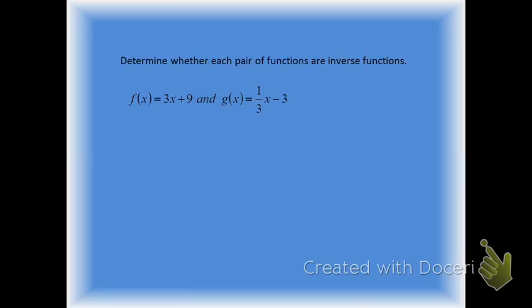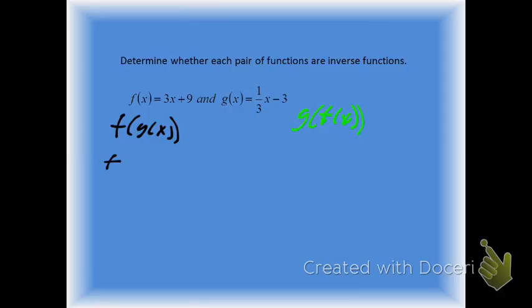So f of g of x here, when f of x is 3x plus 9, g of x is 1/3 x minus 3. So determine whether each pair of functions are inverse functions, so you're going to find both compositions. So f of g of x over here, g of f of x over here.